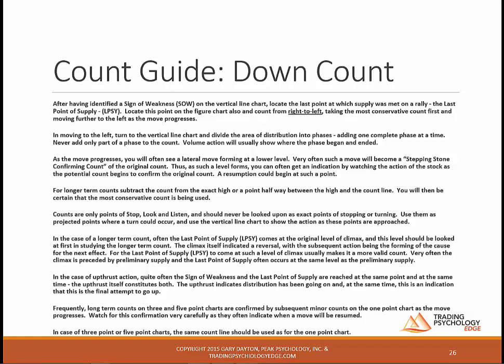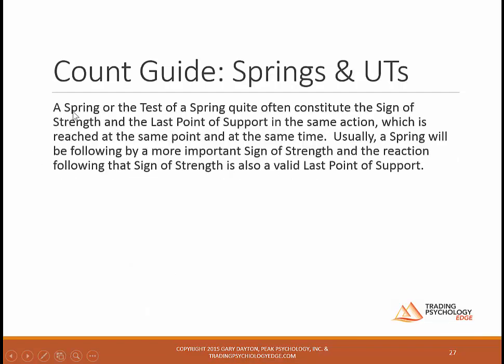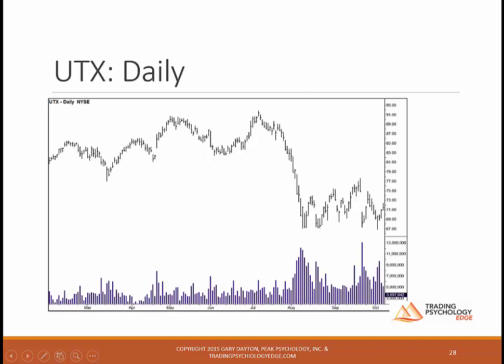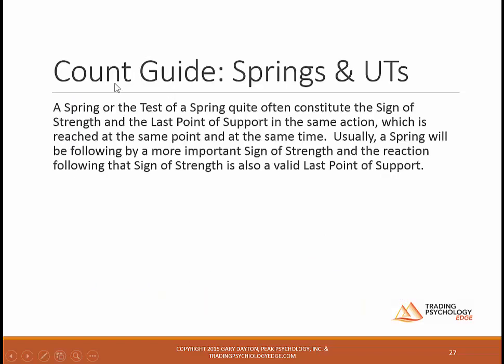All right, let's take a 5-minute break and be back here, and then we're going to start in on the last part of the count guide that I want to talk about tonight, and that is springs and tests as signs of strength and last points of support on their own recognizance. And then we'll start taking a look at the United Technology charts and see how they all start to play into this and what they can teach us. Okay, so 5 minutes. We'll be back.